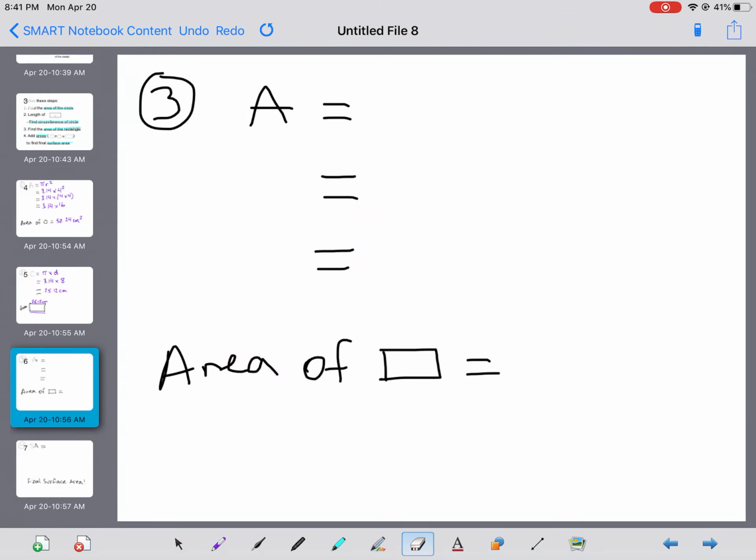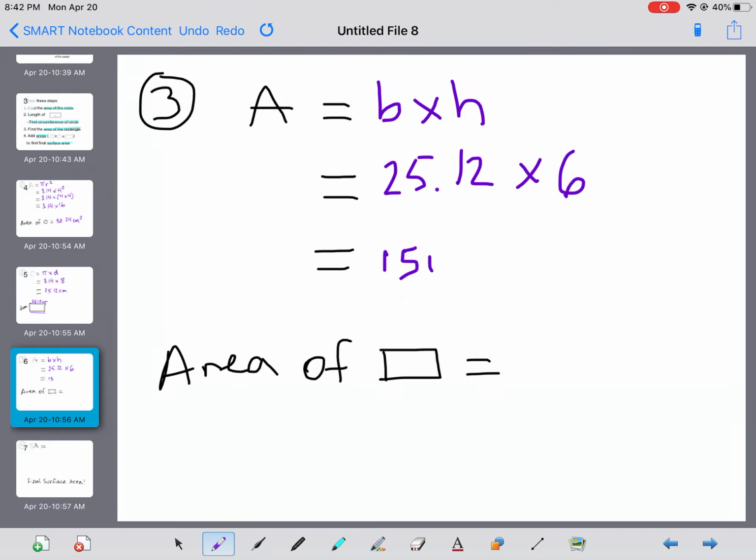Now that we know the length of that rectangle, we can find the area of the rectangle. The formula for that is base times height. We take our 25.12, multiply it by 6, and you end up with 150.72 centimeters squared. That is the area of your rectangle.